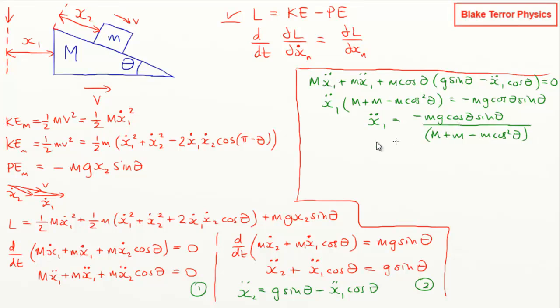Right, now, before we move on to then just writing out what x2 double dot is, that's quite an interesting answer, because we've got that the acceleration in the x1 direction is, well, first of all, it's negative. So we've got an acceleration that's going that way. And it is constant because the mass of the block and the slope and the angle of the slope are all constants. So this is a constant acceleration in the negative x1 direction.